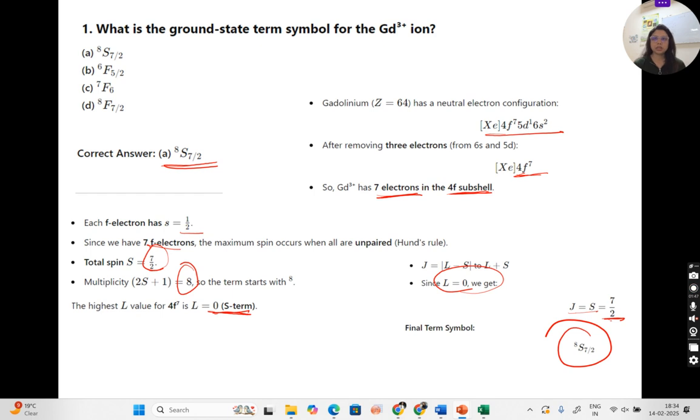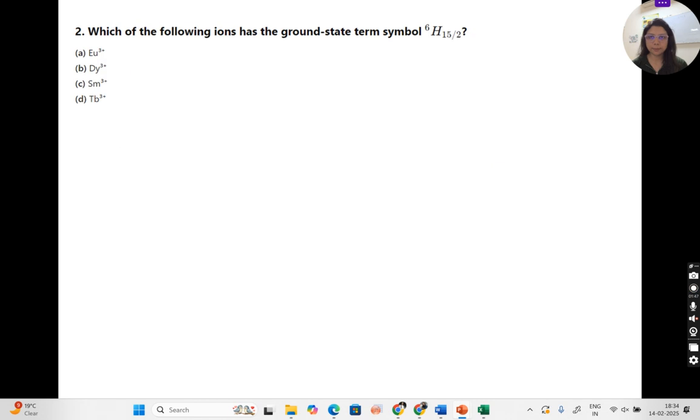Okay, so moving forward with the next question. Which of the following ions has the given ground state term symbol? So this is a reverse question. Right now we are just calculating the ground states. Now we are given the ground state and we need to find out which of the following ions has this.